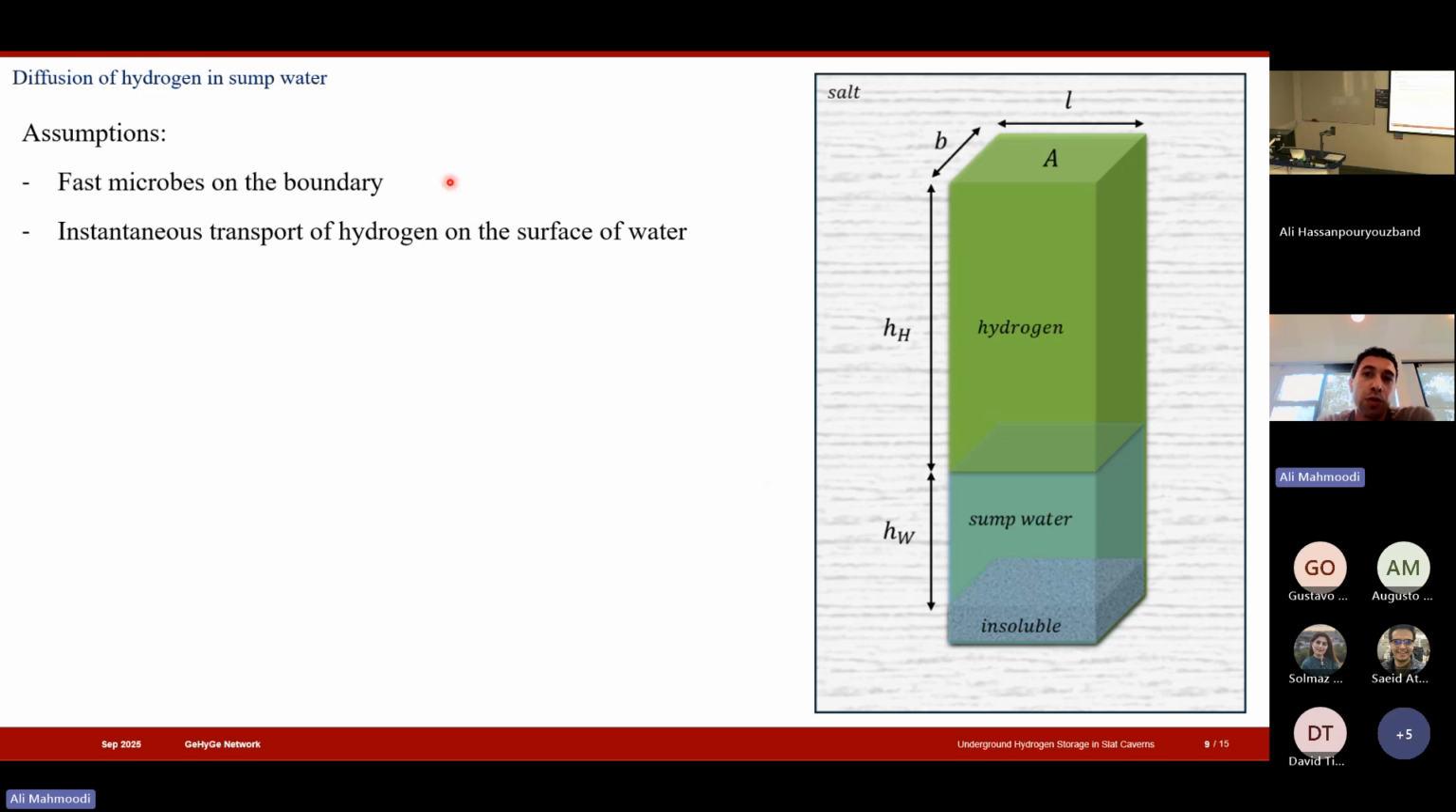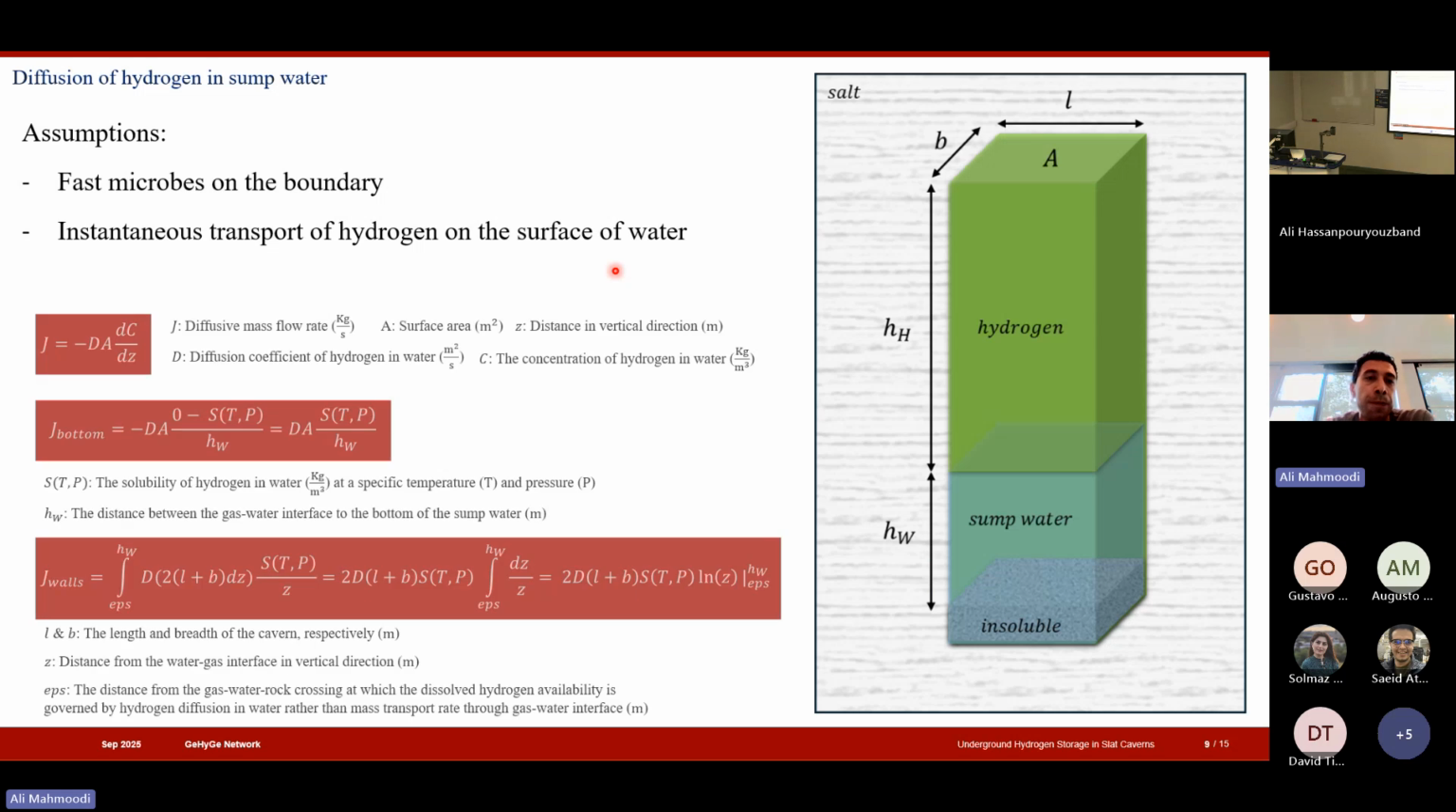First of all, I want to see how much diffusion is limiting this microbial growth. So I'm assuming that microbes are growing way faster than the supply of hydrogen on the boundaries of each of the models. So whatever hydrogen is being supplied is being consumed quickly. And I assume that the transport of hydrogen from the gases into the water phase at the surface is instantaneous, and the limiting factor is the diffusion of hydrogen within the body of water.